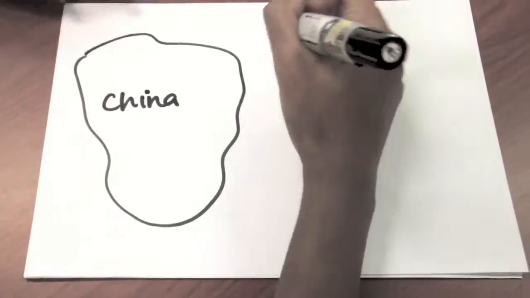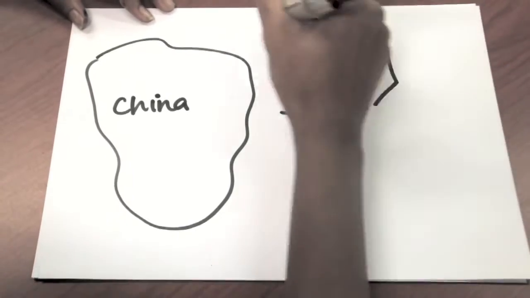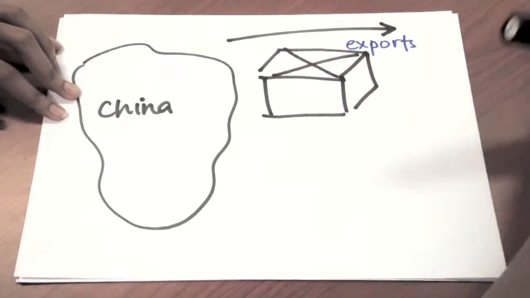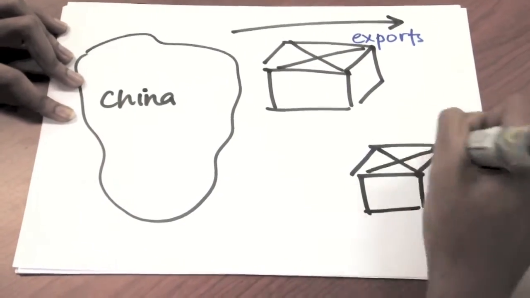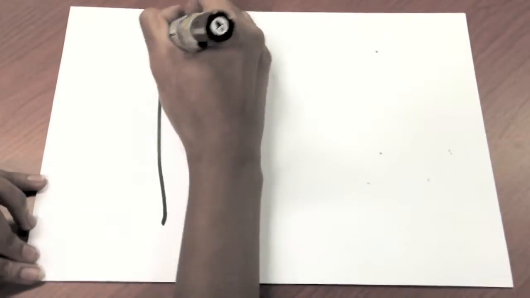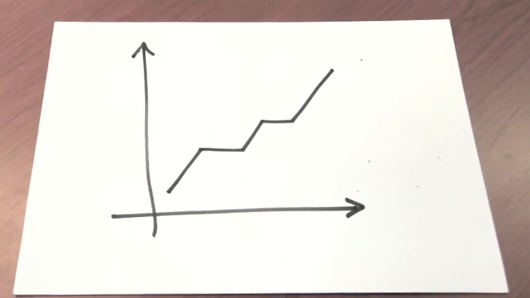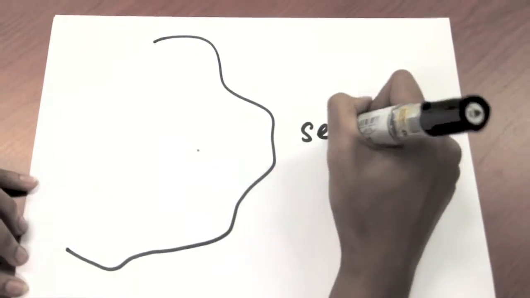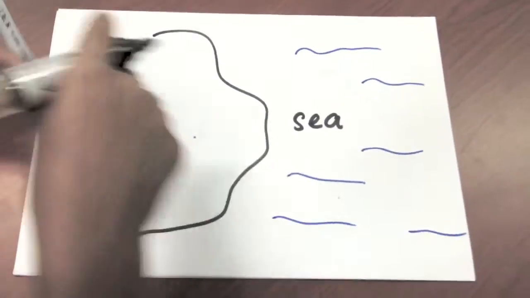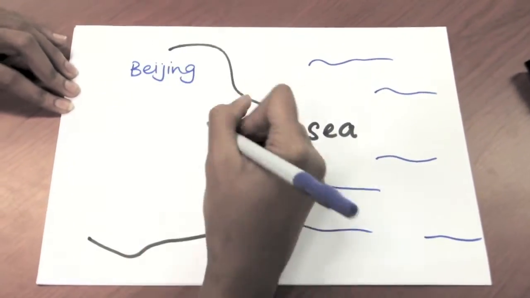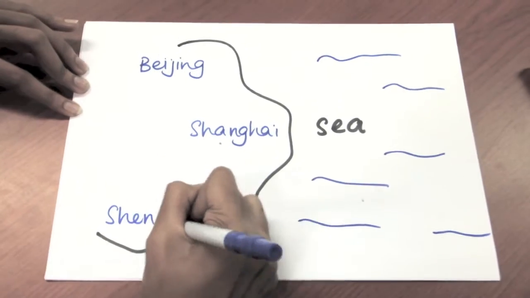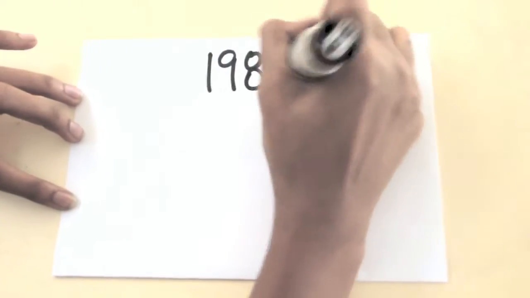China is the world's largest exporter, and it's also the second largest importer. It experiences a constant growth rate of 10% over 30 years. And its coastal regions are more developed: Beijing, Shanghai, and Shenzhen. Let us look at China's economic achievement.